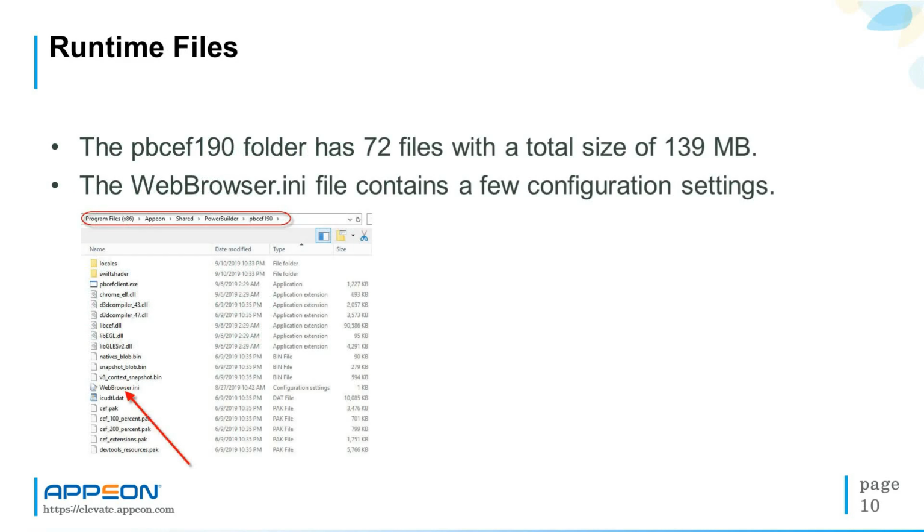The runtime files, you can find them under Appeon shared PowerBuilder PBCEF 190. And that folder has 72 files with a total size of 139 megabytes. One of those files is webbrowser.ini, and that file contains a few configuration settings.